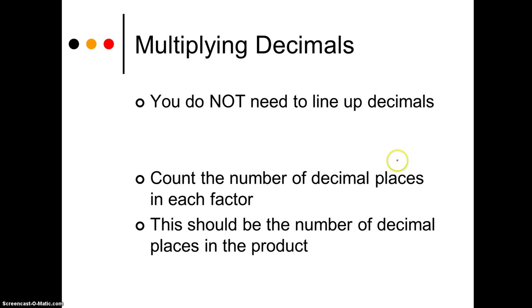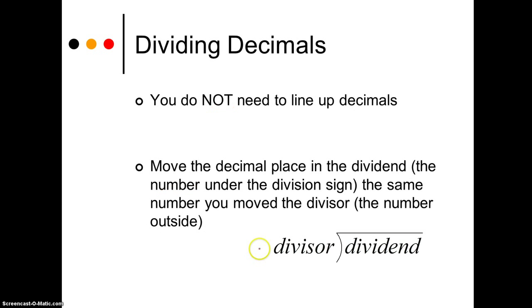Remember, when multiplying decimals, you do not need to line up the decimals. You just count the number of decimal places in each factor. This should be the number of decimal places in the product, which is your final answer. Same thing with dividing. You do not need to line up decimals. You just move the decimal place in the dividend, that's the number under the division sign, the same number of places you move the divisor, the number outside the division sign.